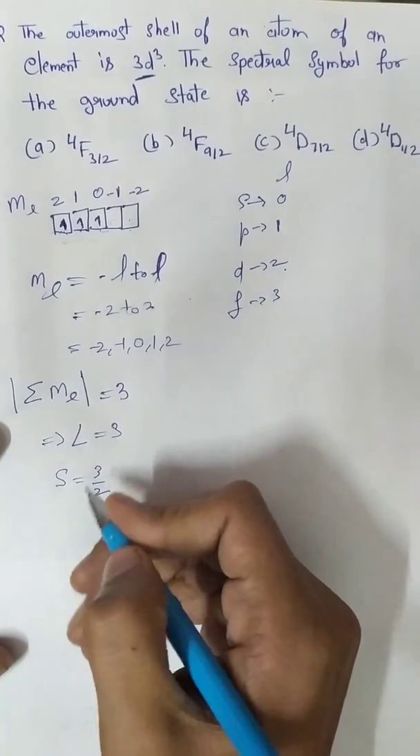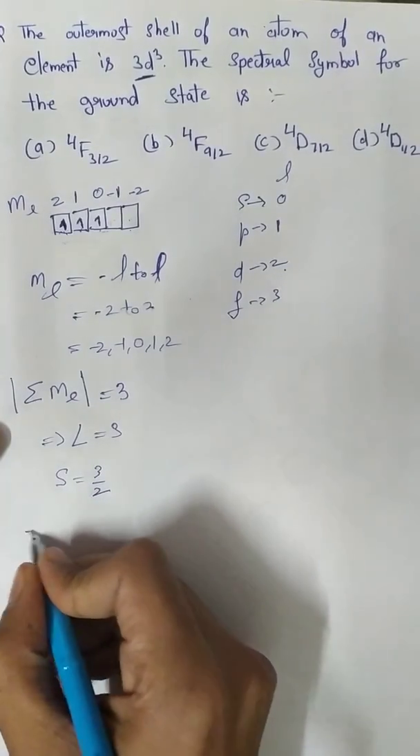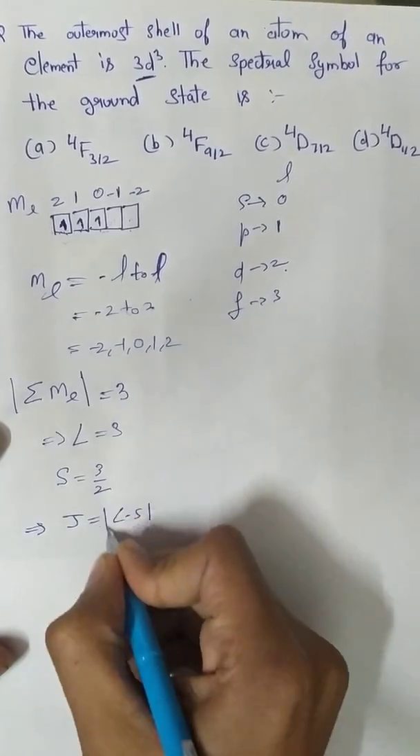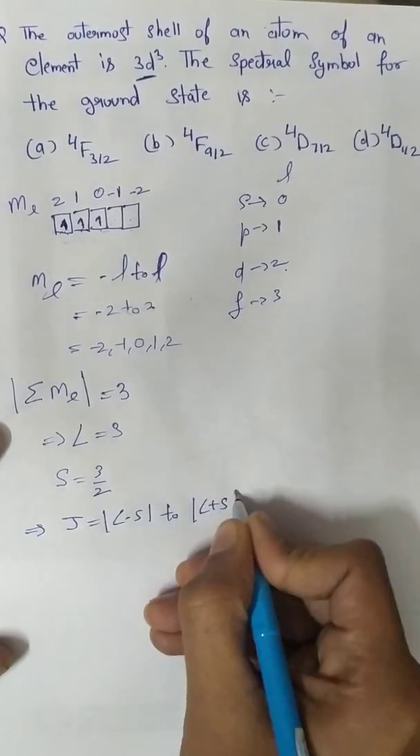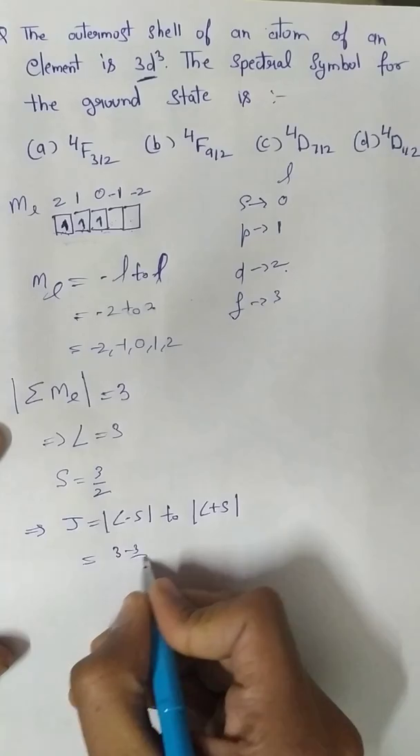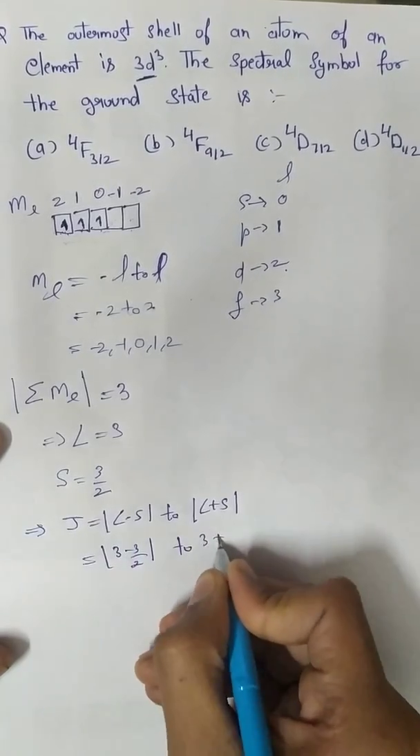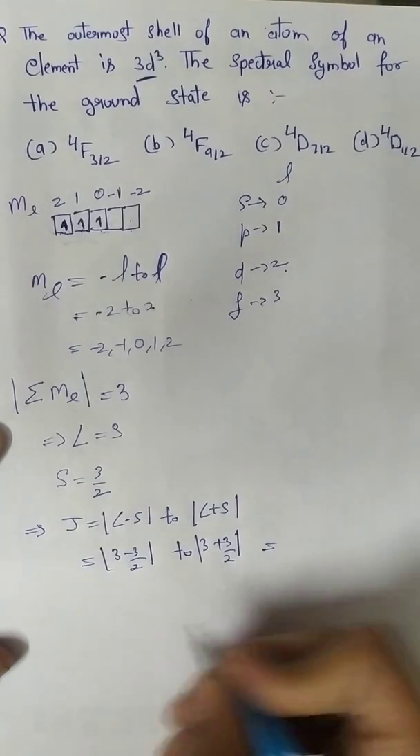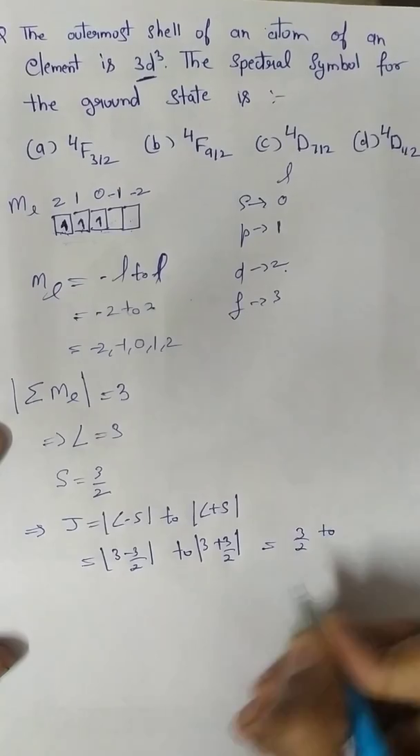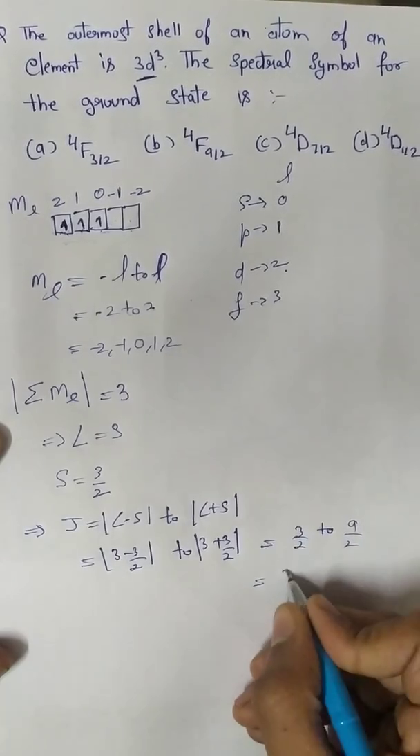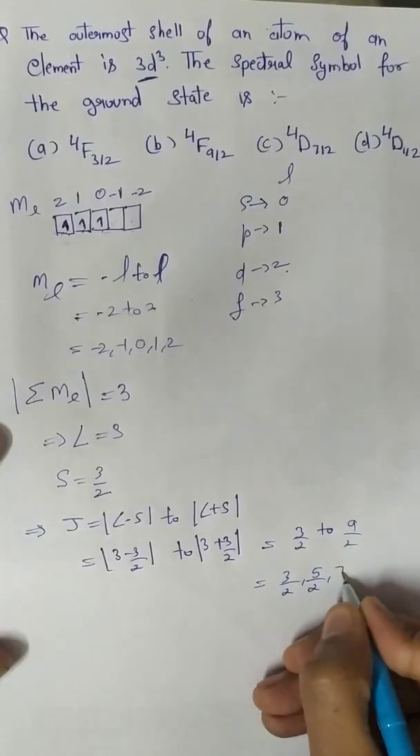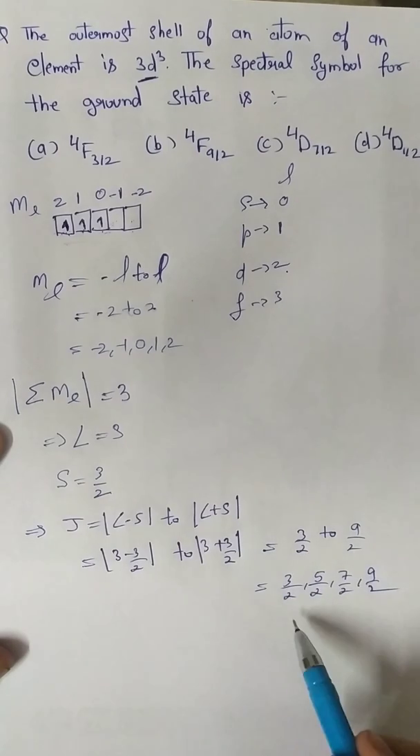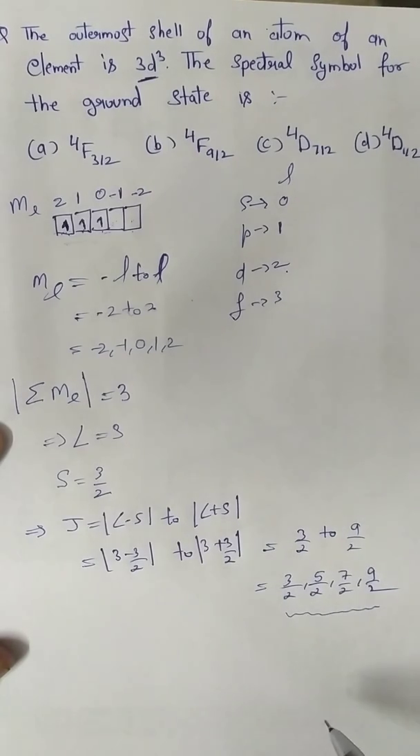Now you know overall L and overall S, so you can calculate the overall J value. Overall J value would be from the modulus of L minus S to the modulus of L plus S, which is 3 minus 3 by 2 to 3 plus 3 by 2. So it is 3 by 2 to 9 by 2. All the j values are 3 by 2, 5 by 2, 7 by 2 and 9 by 2. Right. Now which j value do you need to consider?